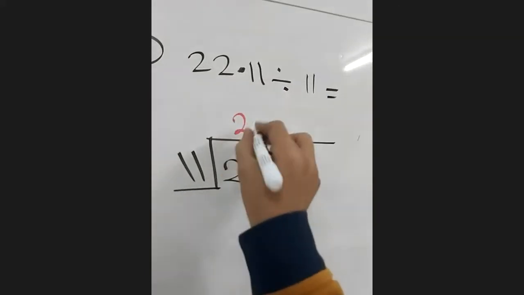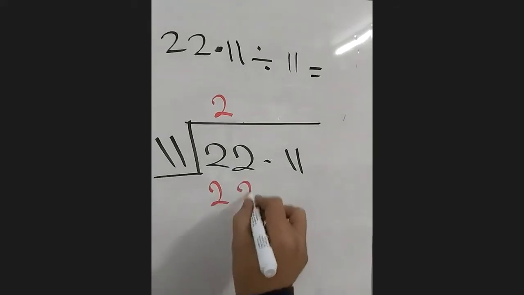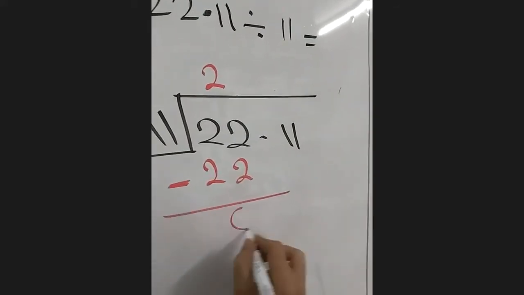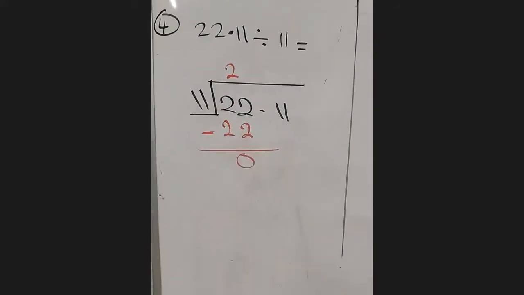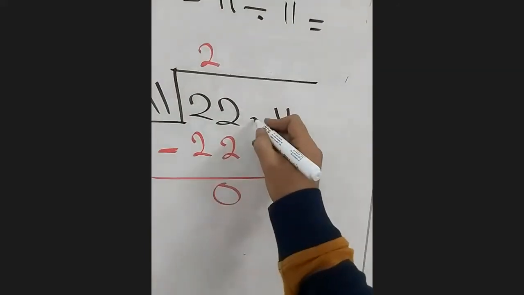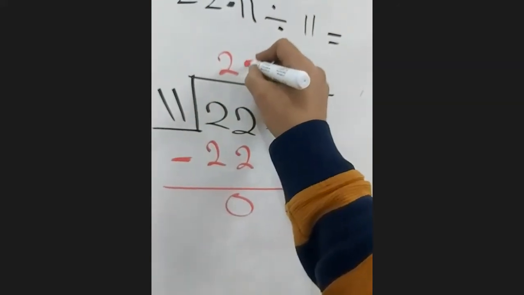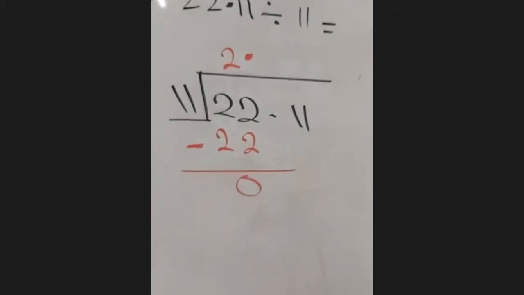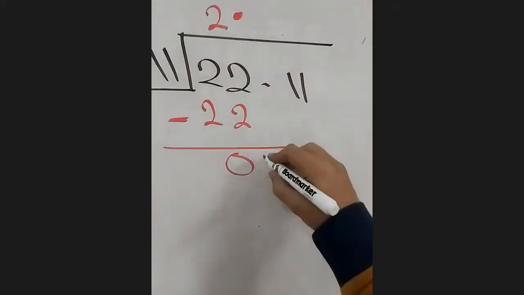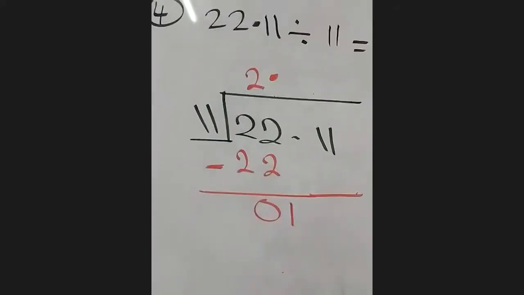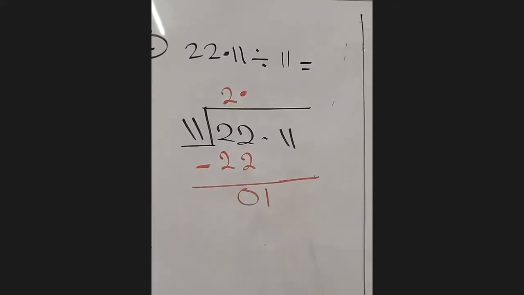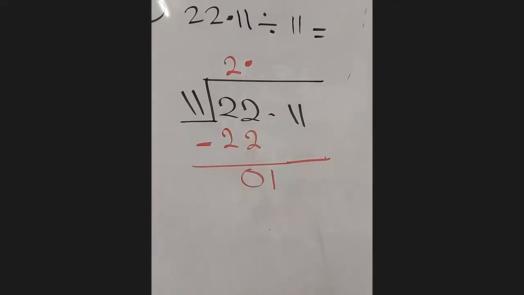Mumtaz. 2 multiply 11, 22. 22 minus 22, subtract, 0. Then we put the decimal up. We have a decimal, we put it up. Good. Now the 1 down. We put the 1 down. Then we will put 0.